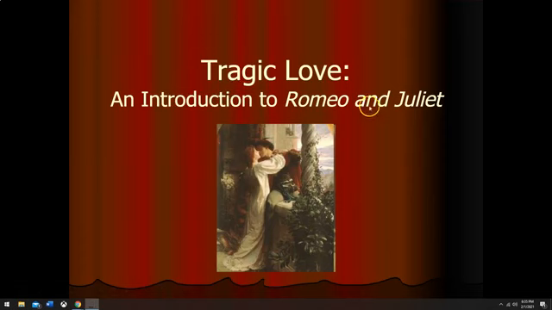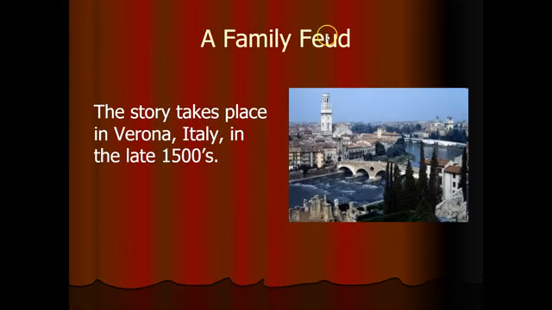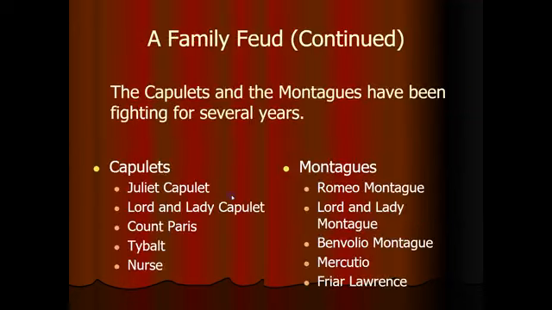So Tragic Love and Introduction to Romeo and Juliet. A Family Feud. The story takes place in Verona, Italy in the late 1500s. The Capulets and the Montagues have been fighting for several years. So at this point, where it has the blanks, you're going to put the Capulets and the Montagues. On the Capulet side, we have Juliet Capulet, Lord and Lady Capulet, Count Paris, Tybalt, and the nurse. On the Montagues, we have Romeo, Lord and Lady Montague, Benvolio, Mercutio, and Friar Lawrence.